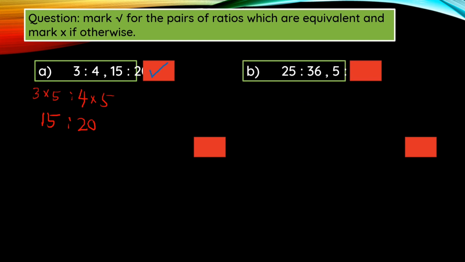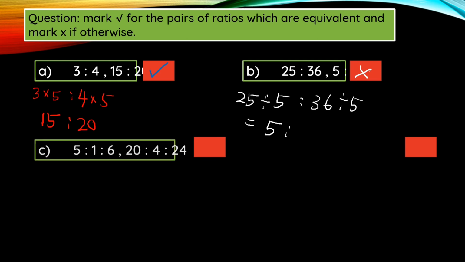How about this one? 25 ratio 36 with 5 ratio 6. 25 divide by 5 ratio 36 divide by 5. The answer will be 5 ratio. Can 36 divide by 5? No, cannot. This is not an equivalent ratio.